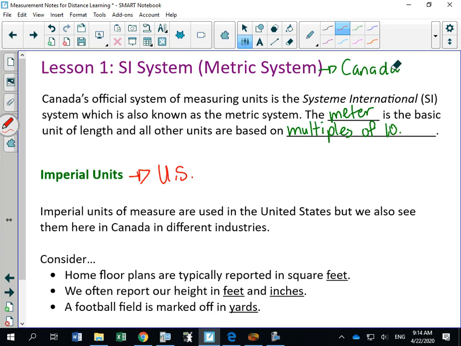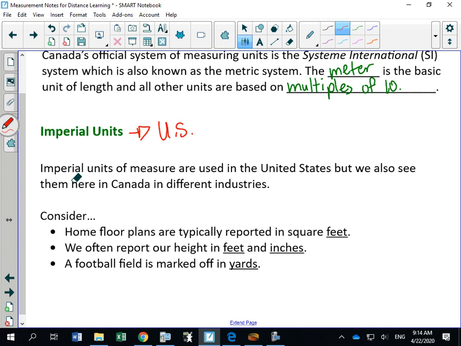Canada, like I said, is the metric system or the SI system, and Canadian students are really well versed in both systems because in Canada, even though our official system is the metric system, we actually have adopted quite a few things. And we use quite a few imperial units. So I'll give you an example. If I said, how tall are you?